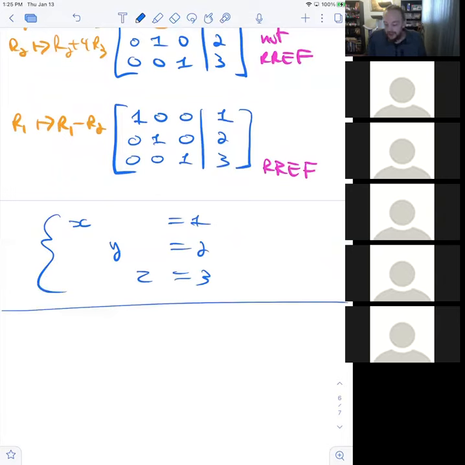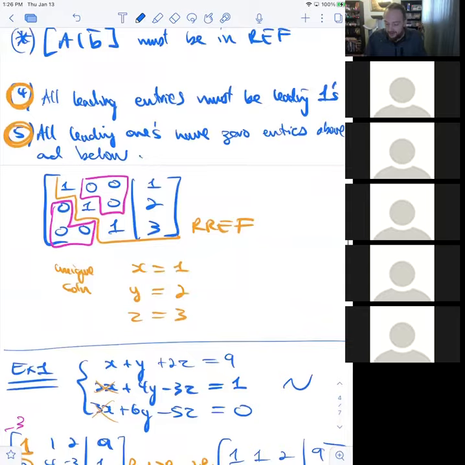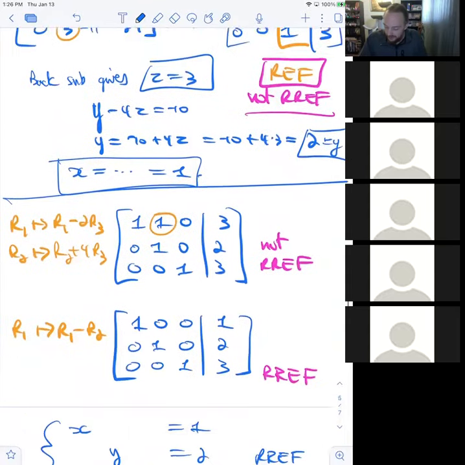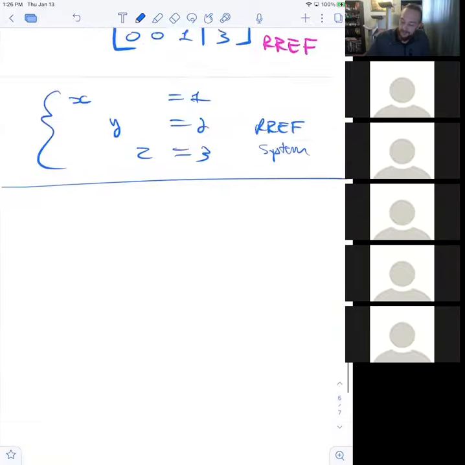So this is why the RREF system just reads off what the unique solution is when you're in reduced row echelon form. If you're in row echelon form, like here, then you're going to get a system that is simpler, and then you can use back substitution to find out what they are.